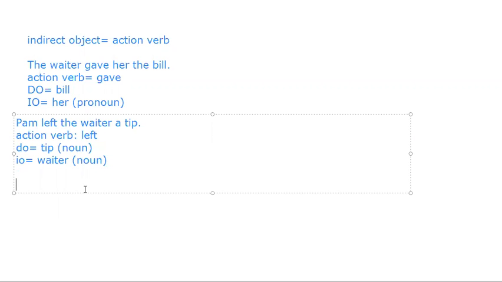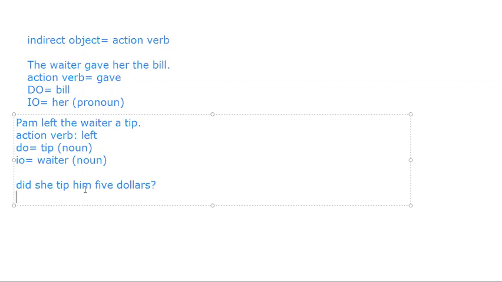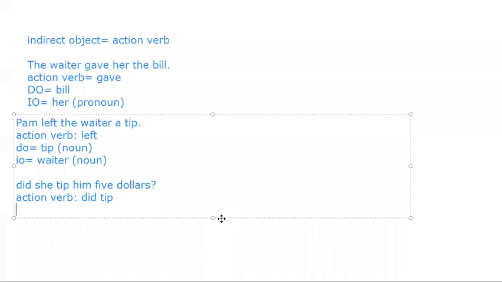Did she tip him $5? Did she tip him $5? This is your next sentence. Now here you have an action verb again. But remember, what did I tell you before about interrogative sentences? That they start with a helping verb. So be very careful that you might have a verb phrase. If I tell you to underline the verb or the action verb in the sentence, you would say did tip, not just tip. Don't forget that you have a helping verb interrupted by the subject because it's an interrogative sentence, and that usually happens in interrogative sentences.